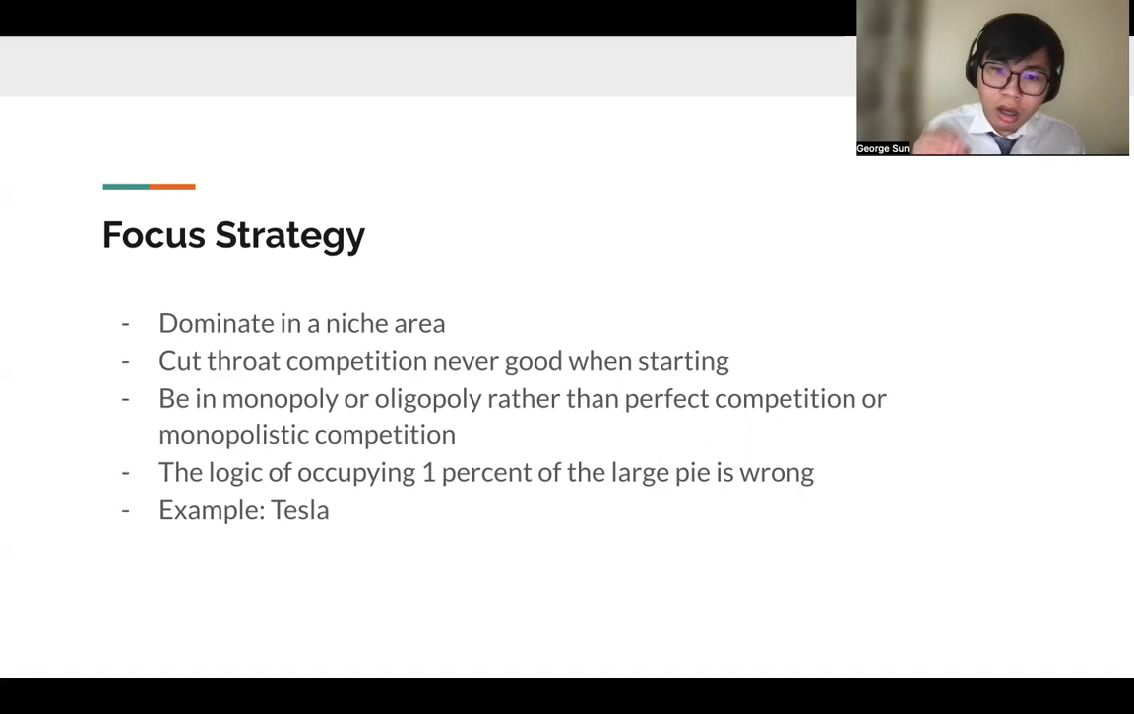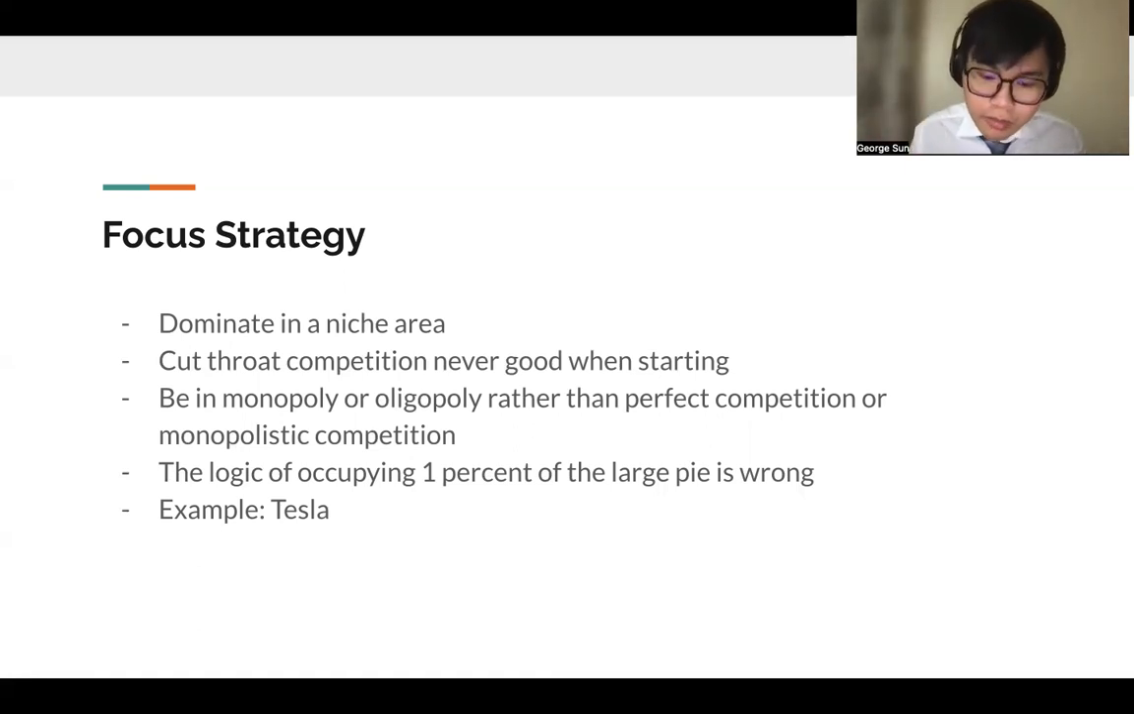Be a monopoly or oligopoly rather than perfect competition or monopolistic competition. These are the four basic market structures, if you didn't know. Monopoly is basically one company dominating the whole market. And this means that a monopoly has high barriers to entry. Oligopoly, on the other side, has more companies, but only a few that dominate the business. And each company has some say in setting the price.